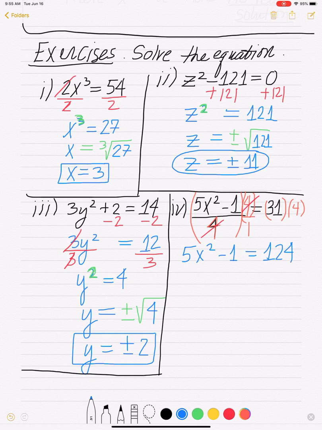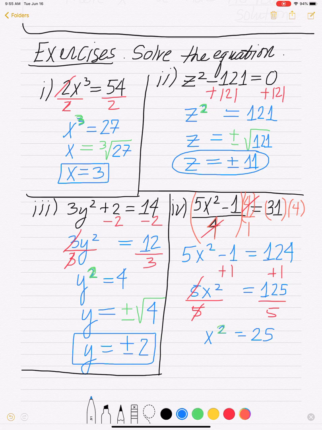Now, we want to get the x squared by itself. So first we're going to get rid of that minus 1. So we're going to add 1 to both sides, which leaves us with 5x squared equals 124 plus 1 is 125. And then we have to get rid of that multiplication by 5 there in front. So we're going to divide both sides by 5. The 5's will cancel, and we'll get x squared equals, what's 125 divided by 5? Well, it's 25. Again, this is an even power. Wow, we're getting a lot of these even powers.